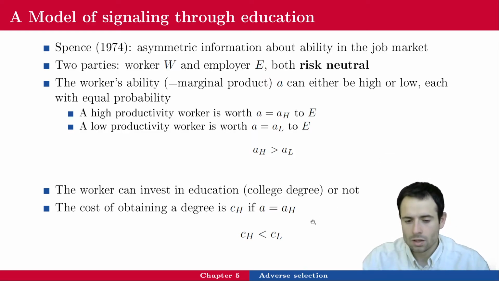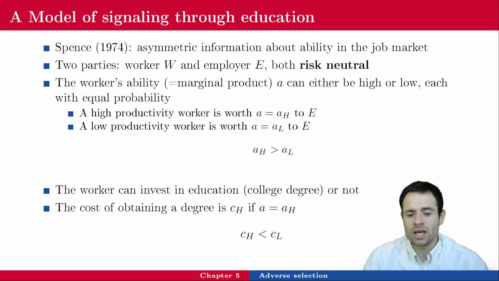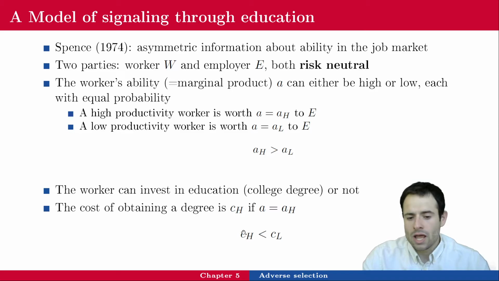A highly productive worker will have a cost CH of getting an education. And a low productivity worker will have a cost CL. Now, I assume that a highly productive worker is smarter naturally. So for him, it will be easier to get an education, to get a degree, than for a low productivity worker. To illustrate that, we assume that the cost of getting a degree is lower for a highly productive worker than it is for a low productivity worker.